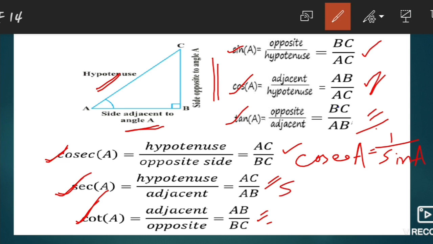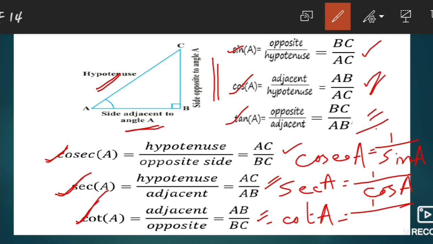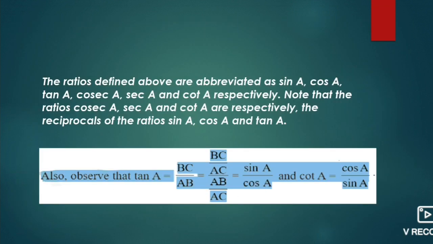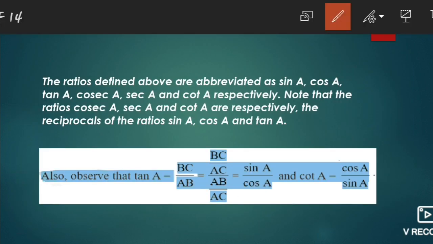Sec A is equal to 1 by cos A, and cot A is equal to 1 by tan A. So cosec, sec and cot are the reciprocals of sin, cos and tan respectively. The ratios defined above are abbreviated as sin A, cos A, tan A, cosec A, sec A and cot A. Note that the ratios cosec, sec and cot are respectively the reciprocals of the ratios sin A, cos A, tan A, which I have discussed in the previous slide.